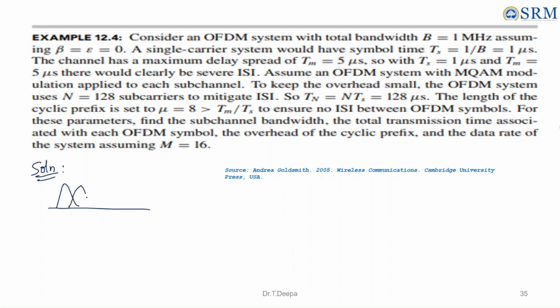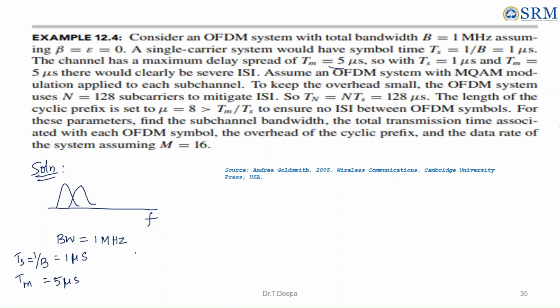So the number of subcarriers with the frequencies. The total bandwidth of the OFDM system is given as 1 megahertz. We find the sampling time Ts as 1 by B, that is 1 microsecond. The channel has a maximum delay spread Tm given as 5 microseconds.